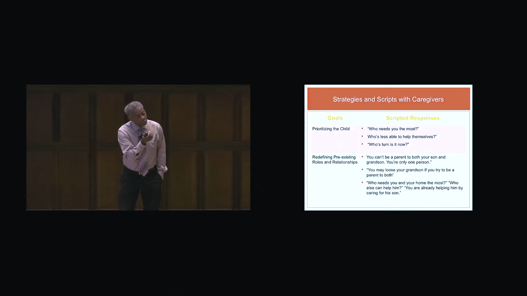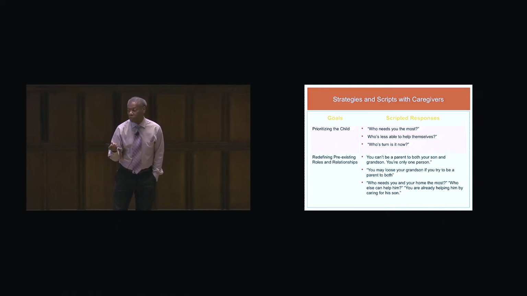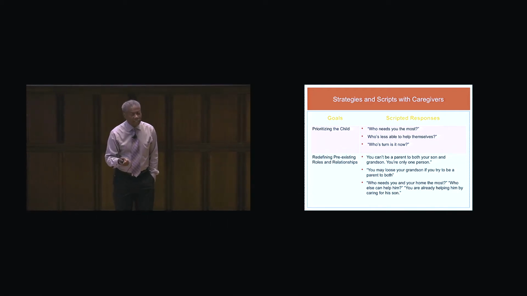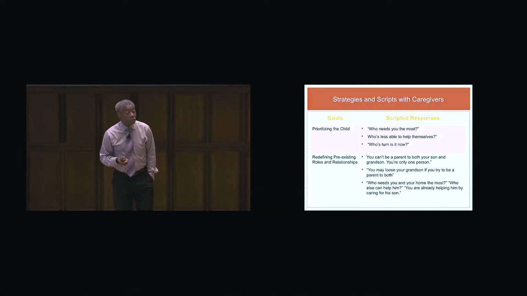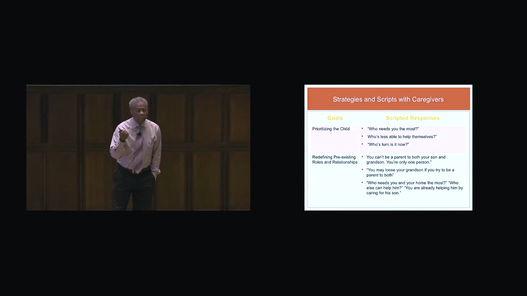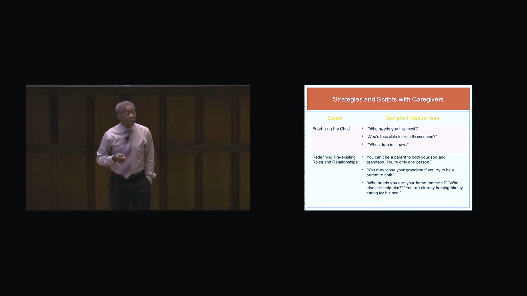Your cue for when you know that you need to do that is when you hear relative caregivers saying things like, I need to help him. I need to help her. I was always there for her. She's dependent on me. Your response needs to be, who needs you the most? Your cue, when you hear things like, I can't turn my back on him. That's my son. That's my daughter. They need my help. Response, who's less able to help themselves?